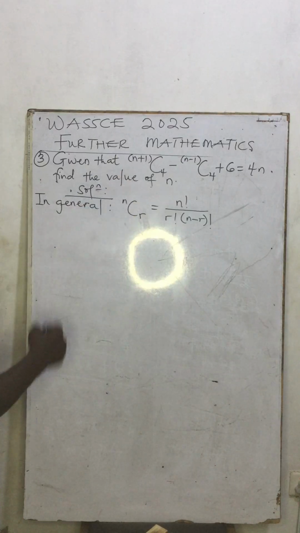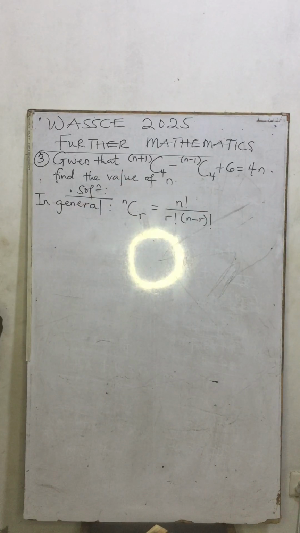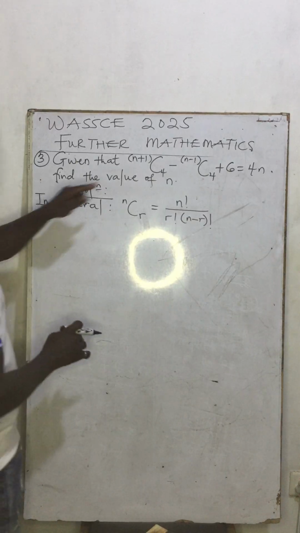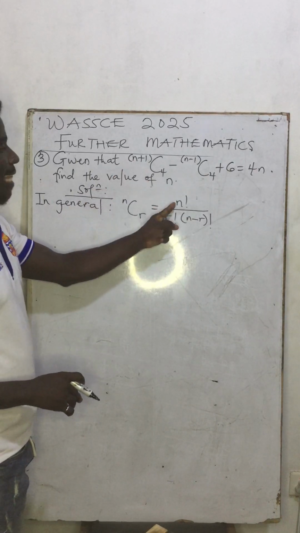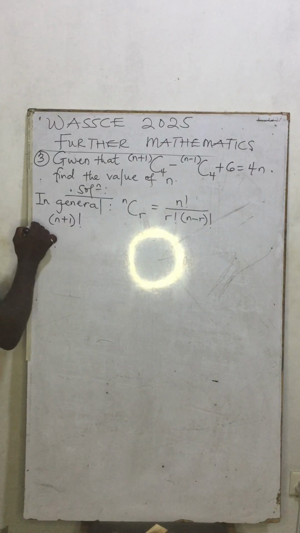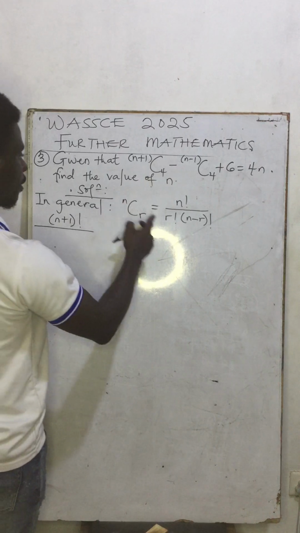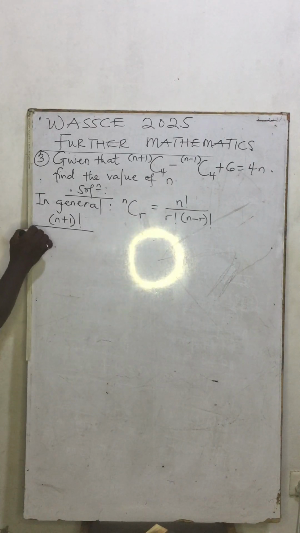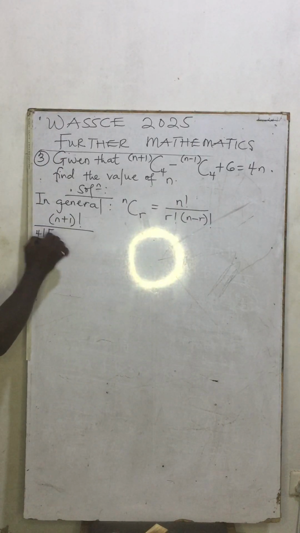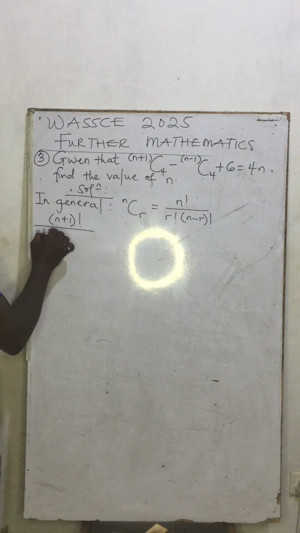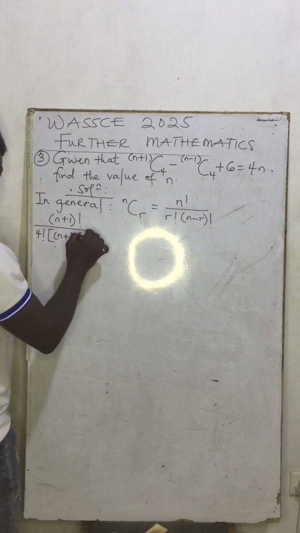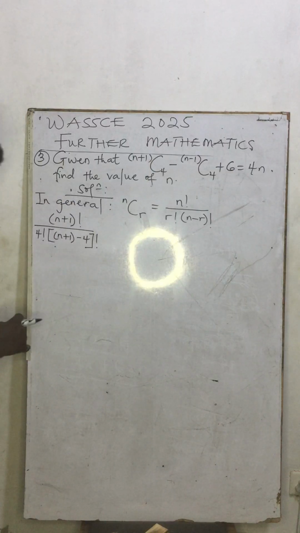So if we have (n+1) combination 4, our n is n plus 1. So we just write (n+1) factorial all over, our r is 4, so 4 factorial, times our n again, which is n plus 1 minus r, which is 4, all factorial.